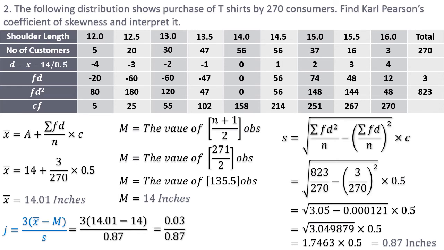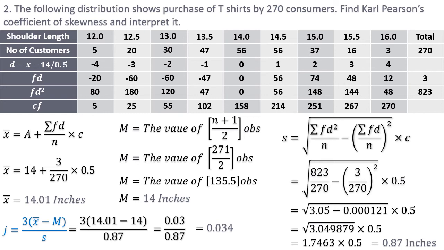Now we find the coefficient of skewness, and the formula here is the alternate formula. J is equal to 3 times (x bar minus median) upon s. So 3 times (14.01 minus 14) upon 0.87. 14.01 minus 14 is 0.01. 3 times will make it 0.03 divided by 0.87 and the answer here will be 0.034.